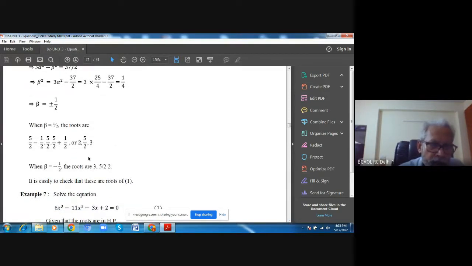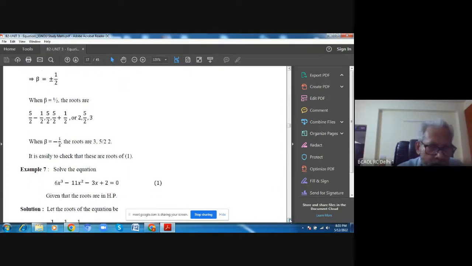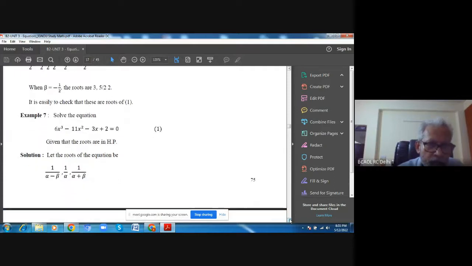And we can get it. These are the roots. So this is the way you have to solve it. Now, another example: here we also have to solve the equation.